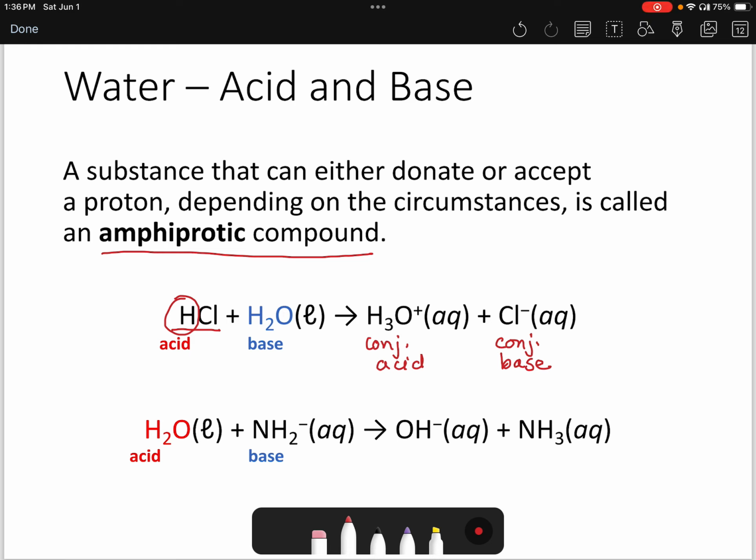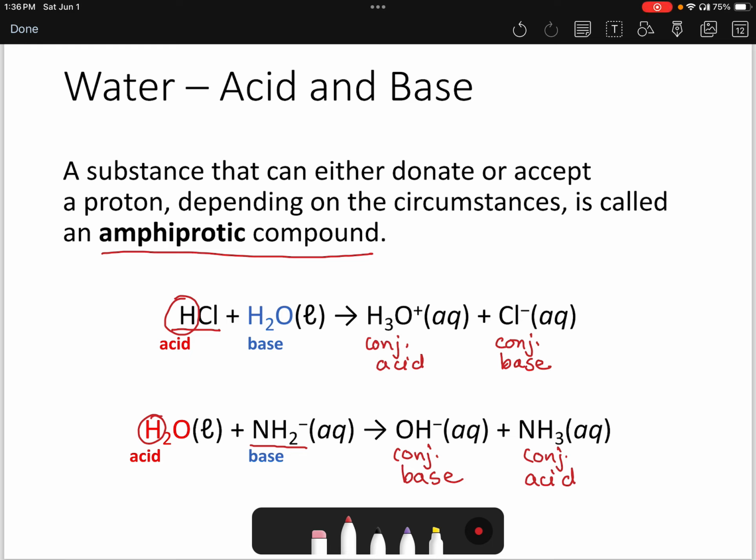Now, if we mix water with something else, so let's say a base like NH2 minus, then water is actually going to act as the acid, and it's going to give a hydrogen ion to the base. And then we form our conjugate base, the hydroxide ion, and our conjugate acid, the ammonium molecule.